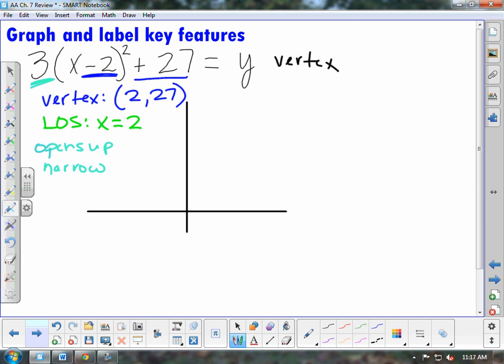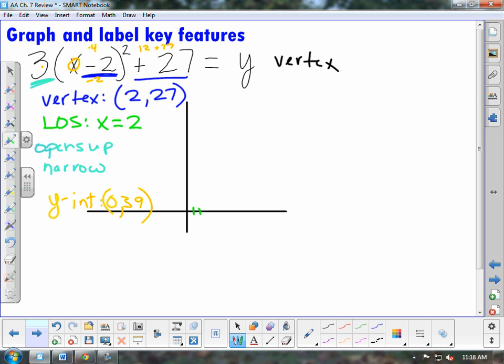And then you can also find the y-intercept. And in this case, to find the y-intercept, you have to substitute a 0 in for x and simplify it. 0 minus 2 is a negative 2, and a negative 2 squared is a positive 4, and 3 times 4 is 12, plus 27 is 39. So 0 comma 39 is the y-intercept. And now we have enough information to sketch our graph.